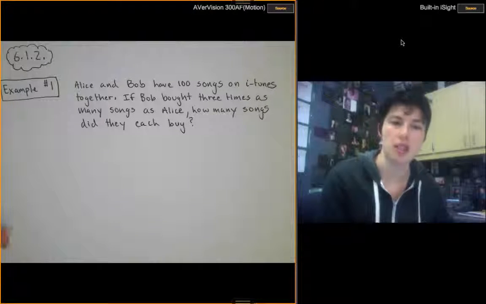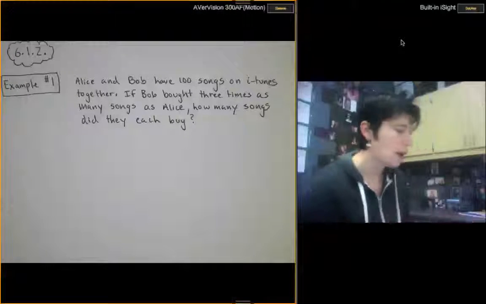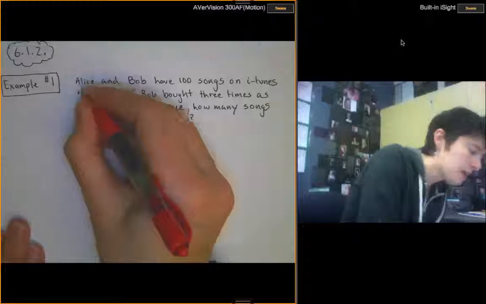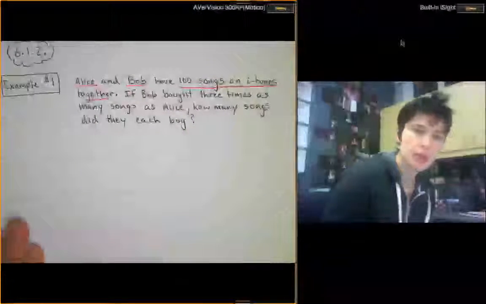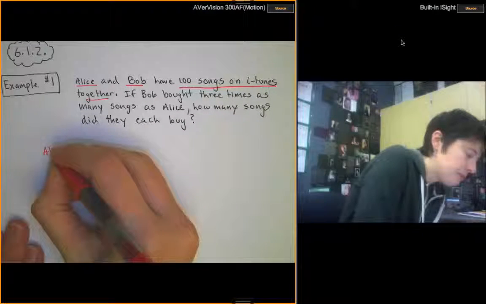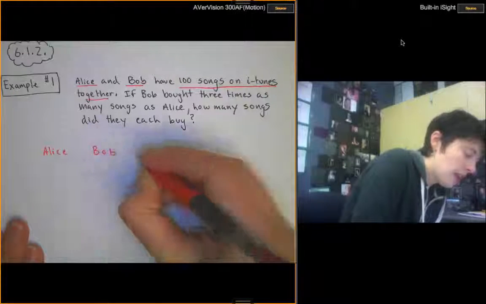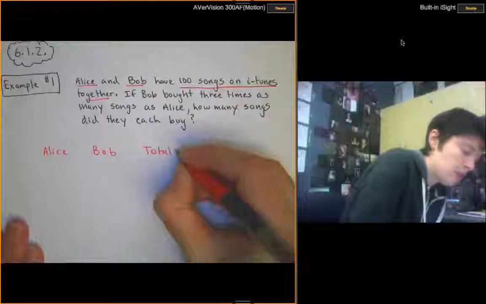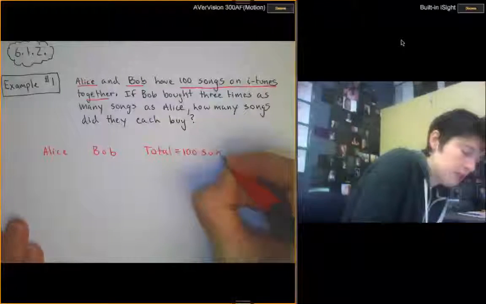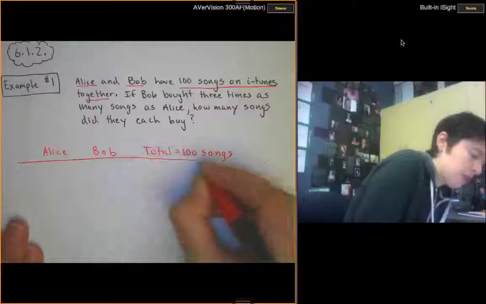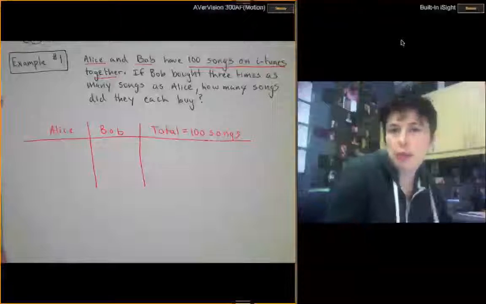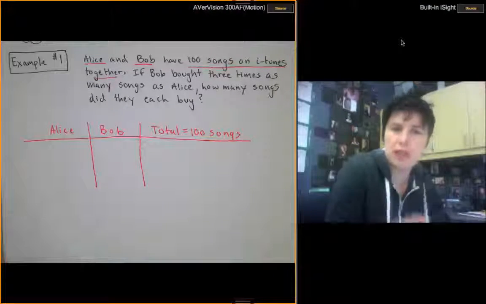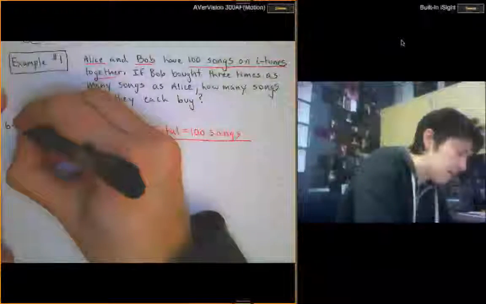So let's say you're guess and checking this problem. Let's start with that approach because that would be a totally fine approach. Alice and Bob have 100 songs on iTunes together. So I'm going to start with that as my setup. I have Alice and I have Bob and I have a total number of songs that should equal 100 songs. And I'm going to set this up into a good old-fashioned guess and check table. Guess and check is a really good strategy. We use it all the time in math. When we get stuck on a problem and we need to think through it, we start making logical guesses. So my strategy right now is guess and check.